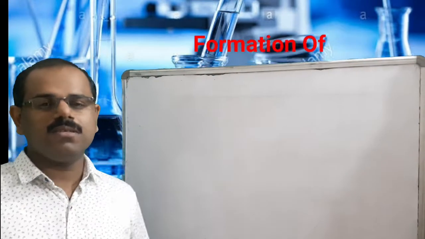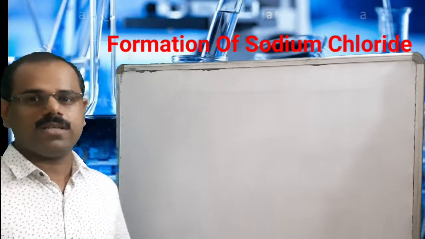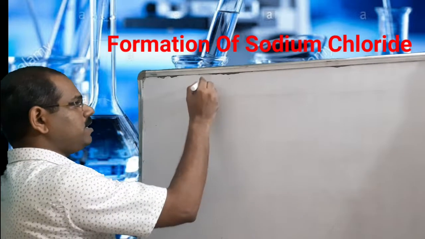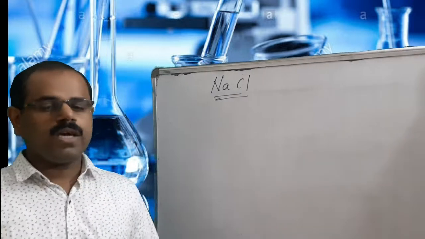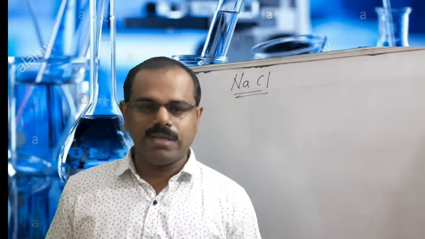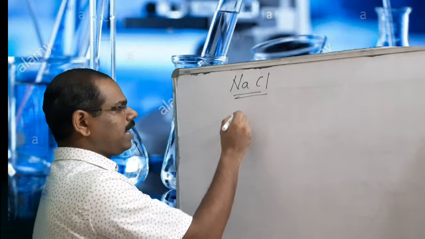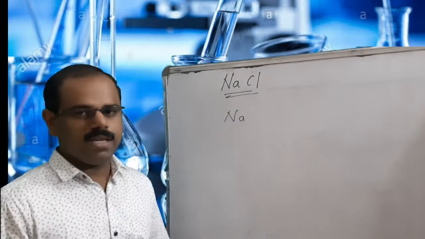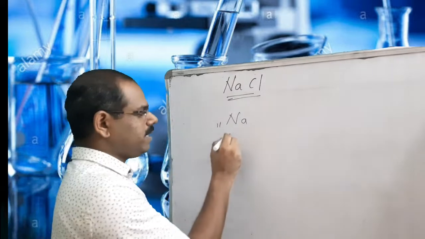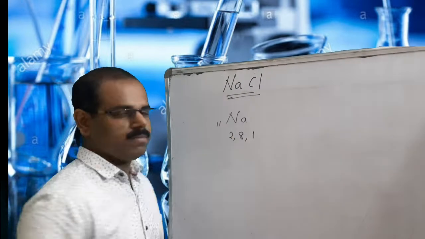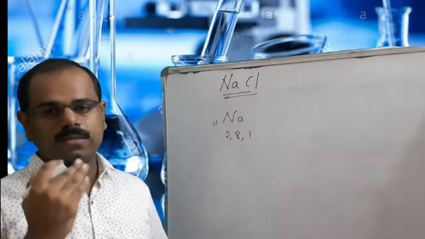So we start with the formation of sodium chloride. So what is the formula of sodium chloride? It is NaCl. Sodium chloride, NaCl. Okay, why do we call it an ionic compound? Let us see. You know the atomic number of sodium is 11. So it has an electronic configuration 2, 8, 1. See, there is only one electron in the outer shell.